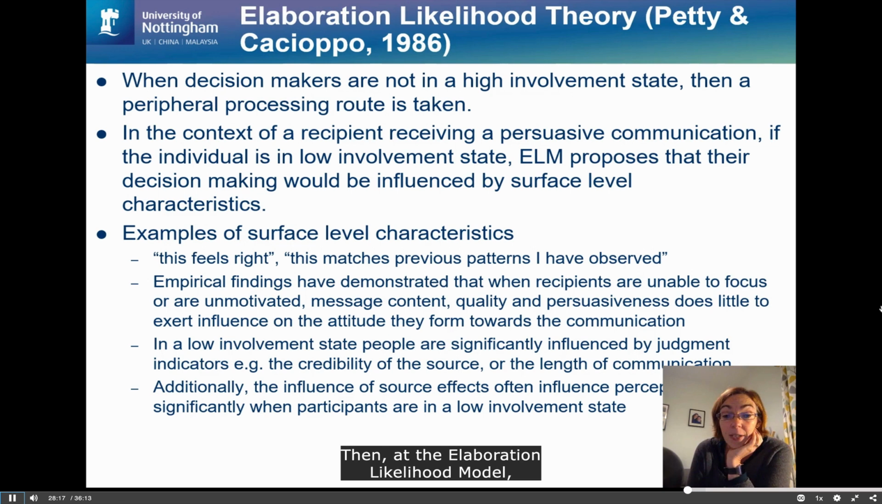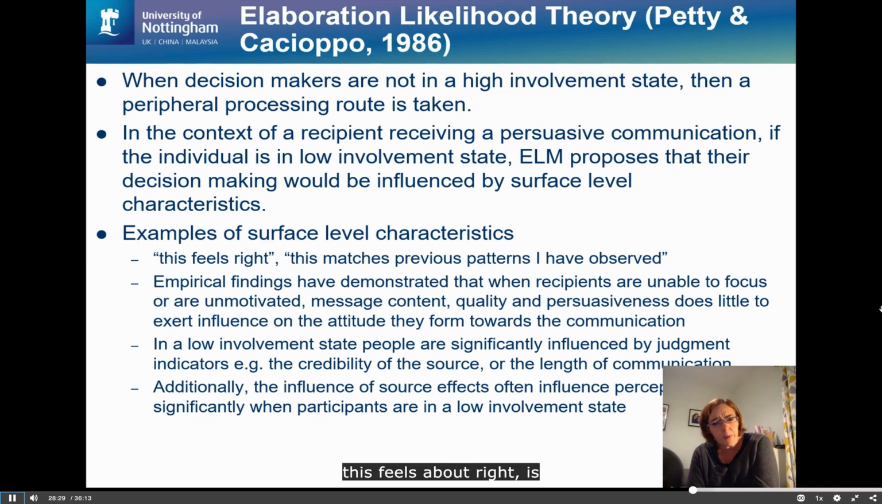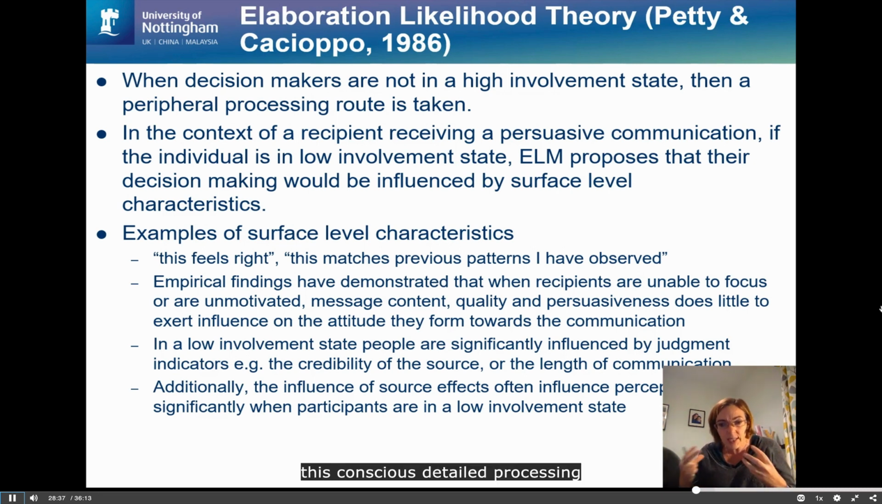Then the elaboration likelihood model, ELM, proposes that the decision making will be influenced by much more surface level characteristics. And examples of these surface level characteristics are, this feels about right, this matches previous patterns I've observed. So we sort of almost jump very quickly without this conscious detailed processing to a default pattern of behaviour.